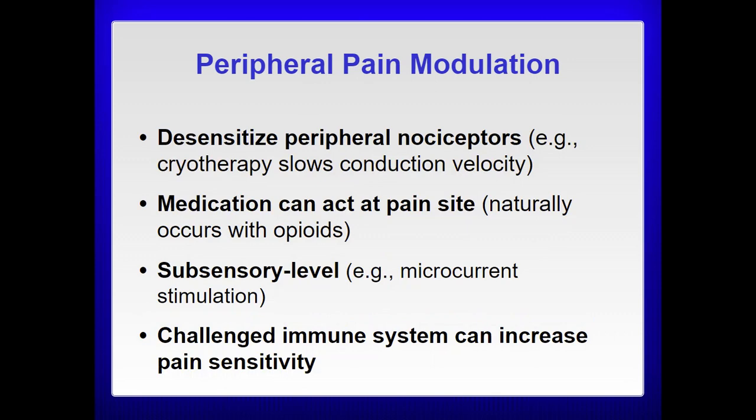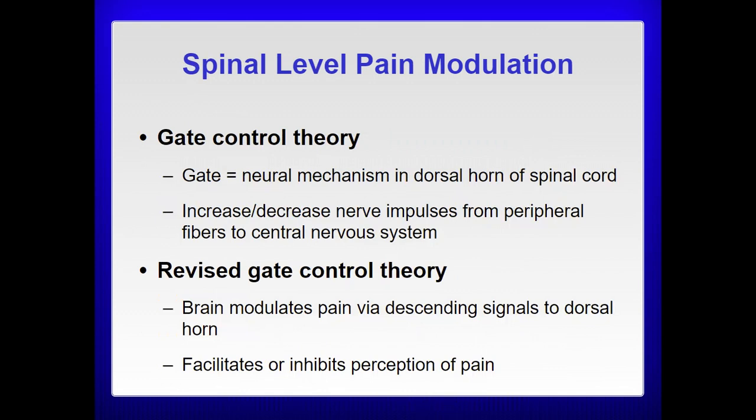So we have this modulating of pain, okay? We can help change some of these components of pain, such as we can desensitize or slow down the velocity of pain transmission on a myelin sheath just by using cold. We can use medications that will block some of these receptors of pain. We can also use a subsensory stimulus to decrease the levels of pain. We use microcurrent, okay? And we can also use part of the immune system to be able to do this.